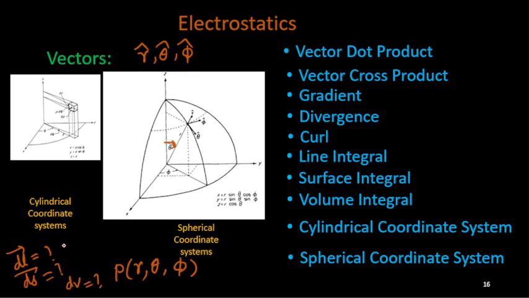So it will be simply dr in the r vector direction, r d theta in the theta vector direction, and r sin theta d phi in the phi vector direction. So those things will be discussed in detail. It is not very hard to understand. If you follow my lectures, you will easily get it.